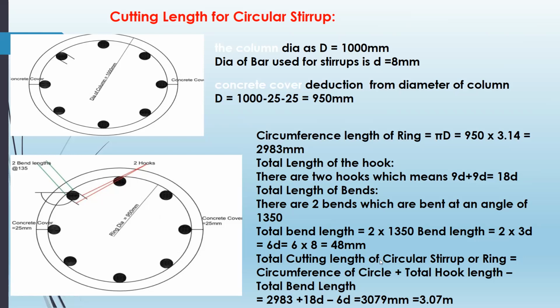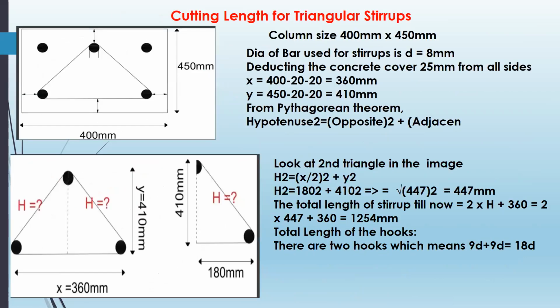total hook length minus total bend length. That is 2983 plus 18d minus 6 dia, that is 3079 millimeter, which is 3.07 meter. Cutting length of the triangle stirrup.